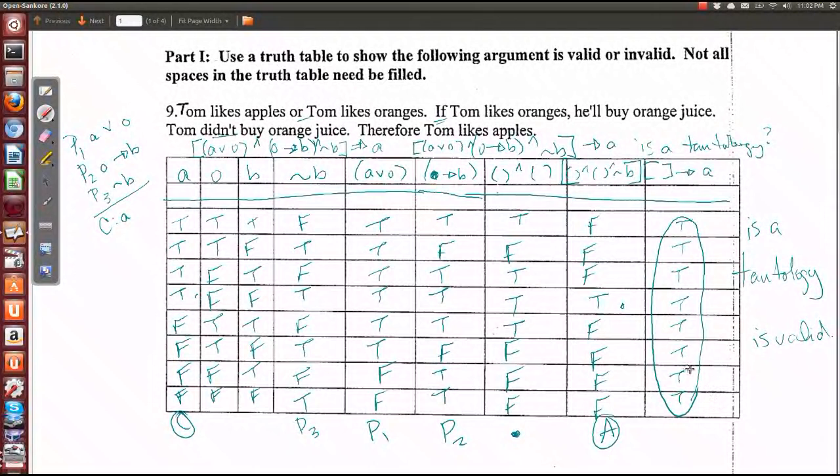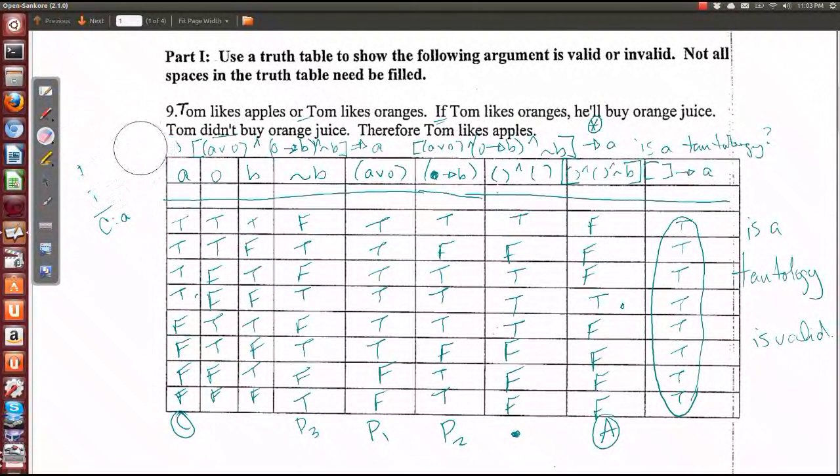Remember that if I want to prove an argument valid using a truth table, I have to write the argument out as an implication. I have to rewrite it as a conditional and change it to is a tautology. And I have to use the truth table to prove that I do reach a tautology or I don't reach a tautology. So that's number 9.